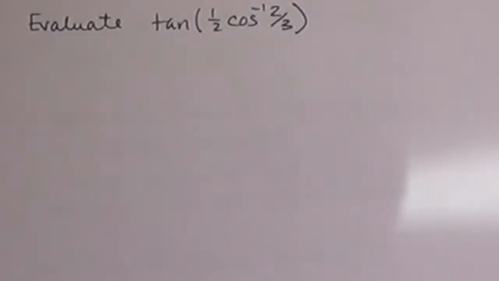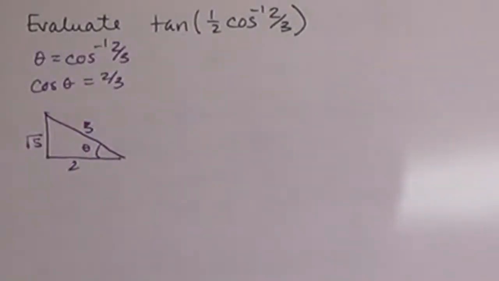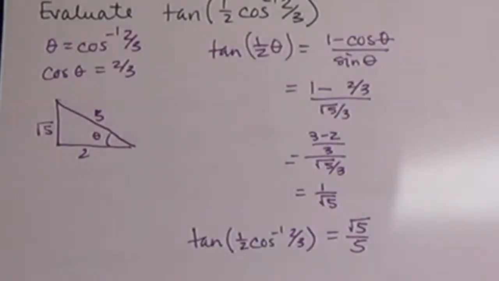So, for example, let's evaluate tangent of 1/2 cosine inverse of 2/3. So here, again, just like with all of our other compositions, we're going to start by setting up our triangle. So cosine of theta will equal 2/3, and by our Pythagorean theorem, our opposite side is going to be square root of 5. From there, we know that tangent of 1/2 theta is going to be 1 minus cosine theta over sine theta. So tangent of 1/2 theta will equal 1 minus 2/3 over root 5 over 3. Simplifying, we'll get 1 over the square root of 5. And then to rationalize tells us that tangent of 1/2 cosine inverse of 2/3 will equal root 5 over 5.